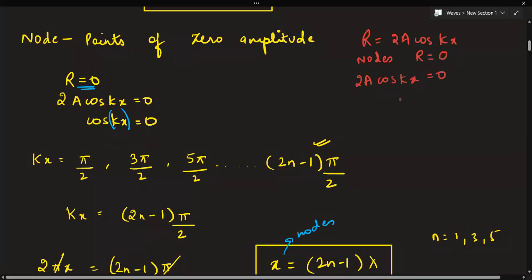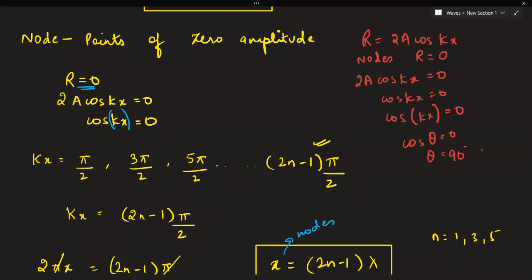Now see, at what angle do we get cos theta 0? This 2a cos kx will be 0, which means cos kx will also be 0. And cos kx is some angle, and cos theta is 0. Theta is equal to 90 degrees. And cos 0 degree is 1. Cos 90 is 0 and cos 0 is 1. It is the reverse of sine. Sine 90 is 1 and sine 0 is 0.